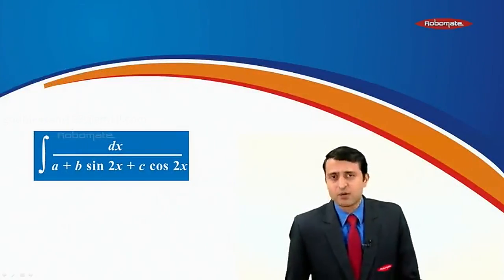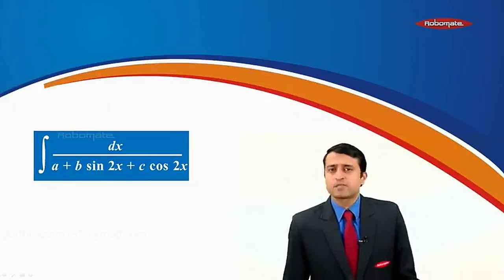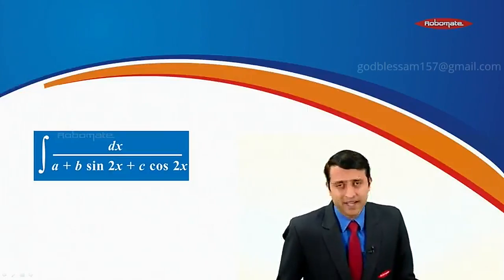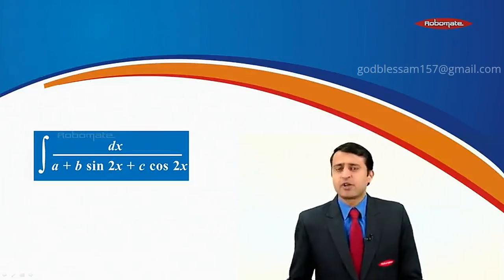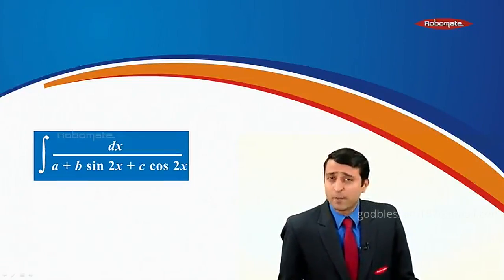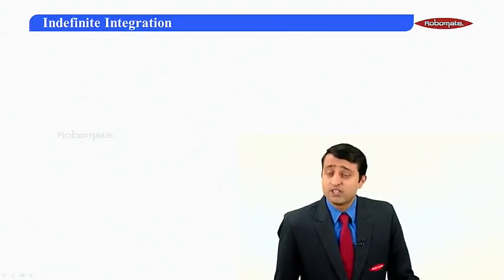Hello students, in this module we will see how to tackle the sums based on 1 upon a plus b sine 2x plus c cos 2x in a shortcut method from entrance point of view. In the earlier module we have already seen a type of the same, that is 1 upon a plus b sine x plus c cos x. Let us first look at the general forms.